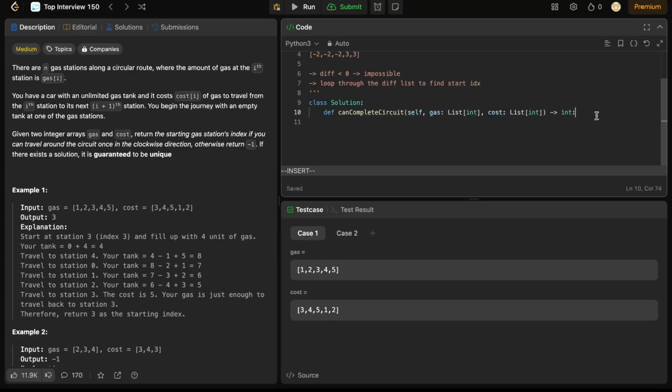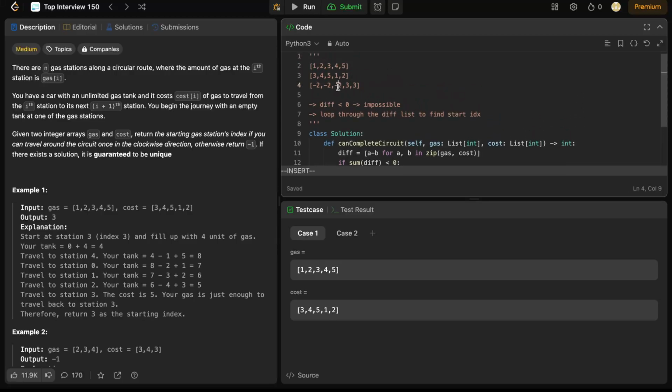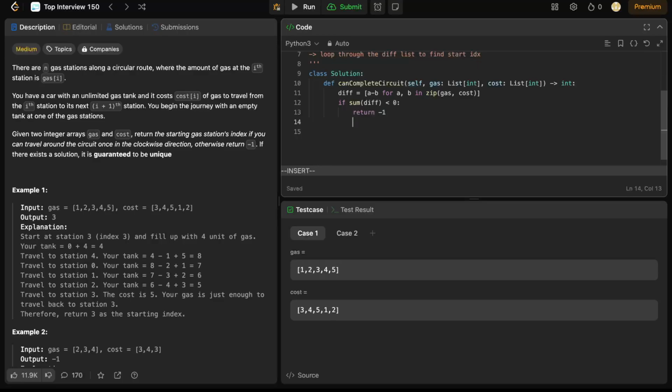So let's implement the solution. So we need a difference list. So we can create that: diff is equal to a minus b for a, b in zip of gas and cost. So we're just subtracting gas and cost and finding the difference list here. And we can see if the sum of the differences is less than 0, we can return -1, as we proved here. Otherwise, in theory, it is possible to reach all the way around. So we just have to find the starting index.